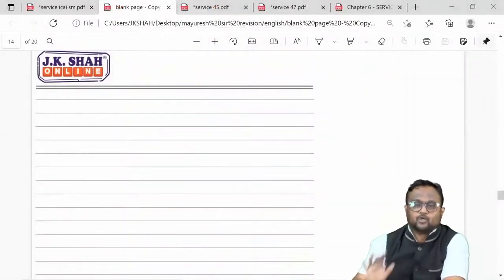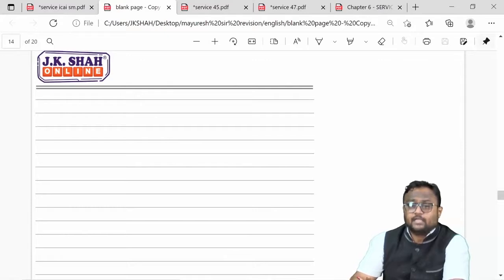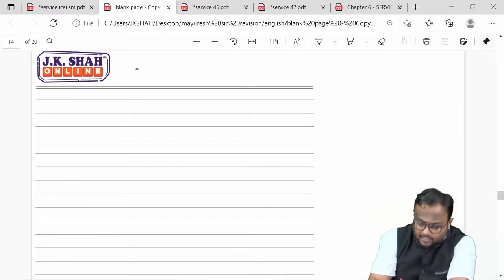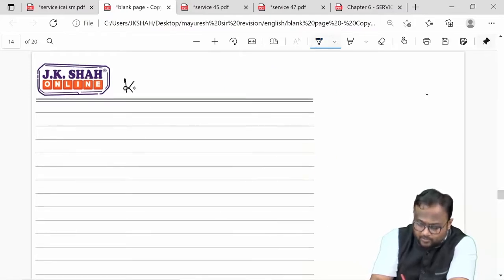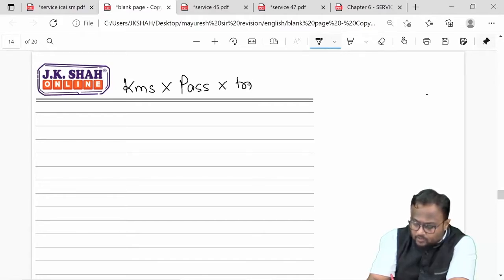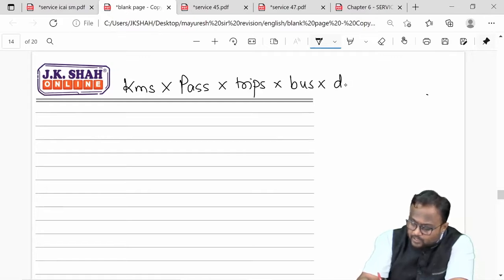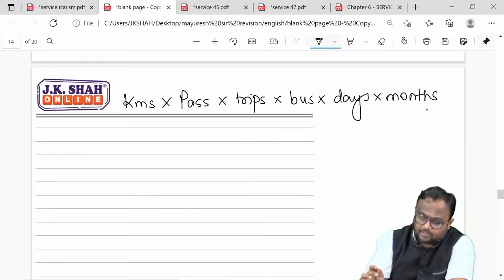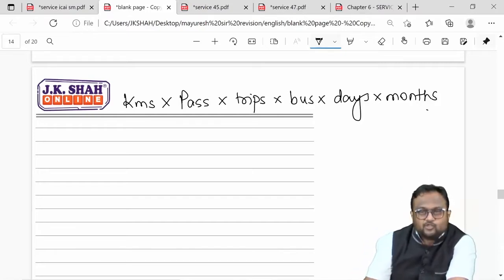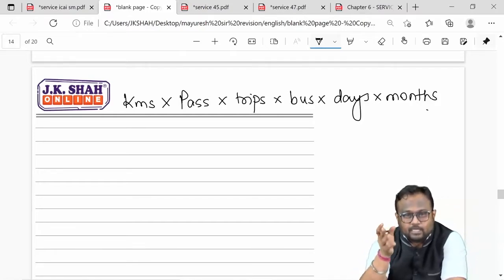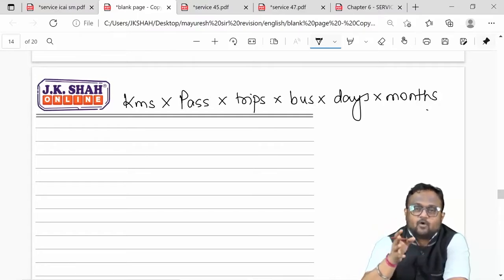So I'm giving you a simple shortcut, a simple skeleton. Skeleton, when I say, it means a simple structure. Take this and apply this to any question. You will get the passenger kilometer calculation done. Kilometers into passengers, into trips, into buses, into days, into months. Just simply remember this and keep on going for fill in the blanks application. Instead of kilometers, you may get miles. Instead of passengers, you may get tons. Instead of bus, you may get truck or vehicle.